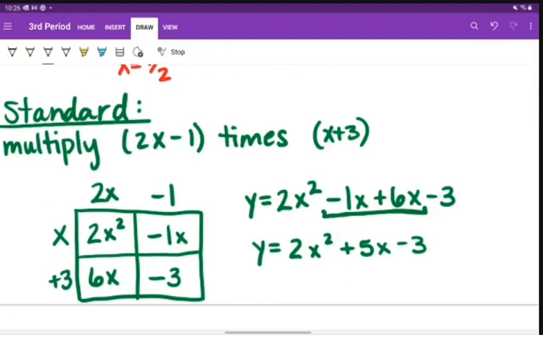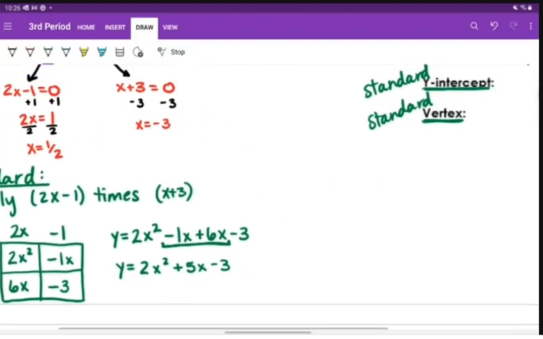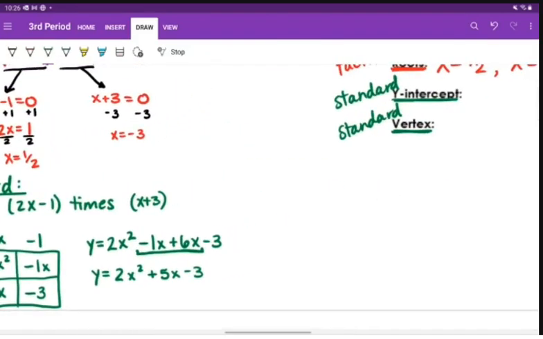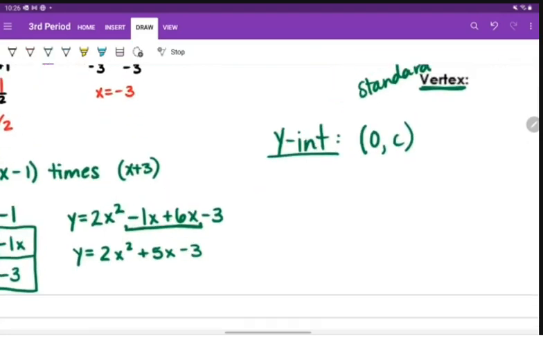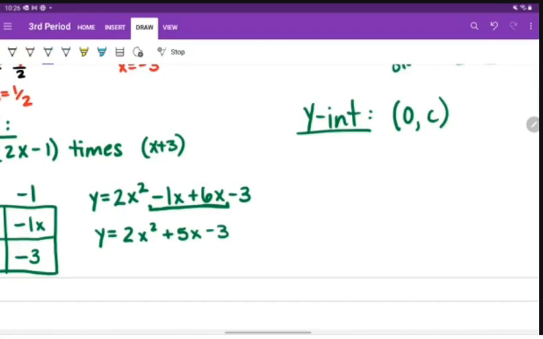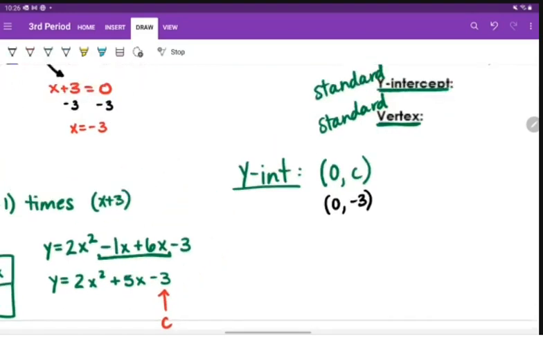Why? What's the point of that? Well, just remember what we're trying to find. We're trying to find the y-intercept and the vertex. If you look up at the top of your page, I reminded you the y-intercept is (0, c). Jaden, you're my trusty ABC guy. Can you help me figure out what c is? C is negative 3. So my y-intercept is (0, -3). Very good.